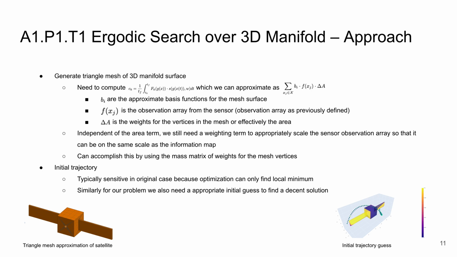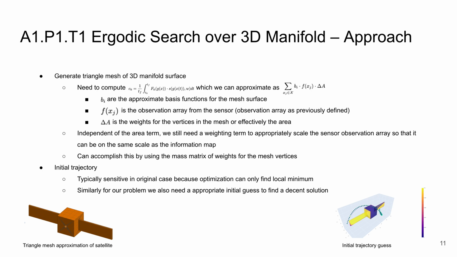So independent of this area term delta A, we still need to appropriately weight the observation array so that it can be at the same scale as the information map. Otherwise, it is impossible to compare these two distributions. And we can accomplish this by using the mass matrix of weights for the mesh vertices, and the mass matrix is effectively a way for us to tell how much area each vertex has.